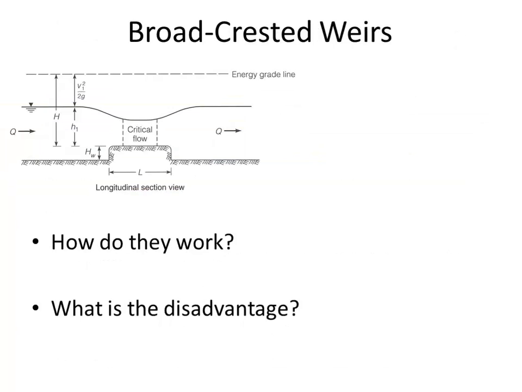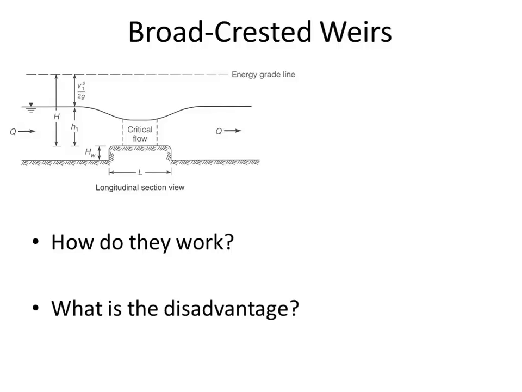Broad-crested weir. The other thing today is introducing weirs, and a broad-crested weir is a step up that's just temporary. It steps up for a little bit and drops back to the original channel bottom elevation. The way that it works is that the delta Z, or in this case the notation H sub W, the height of the weir, is raised so that it induces critical flow over the weir.